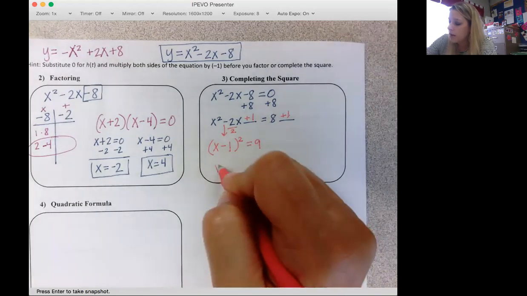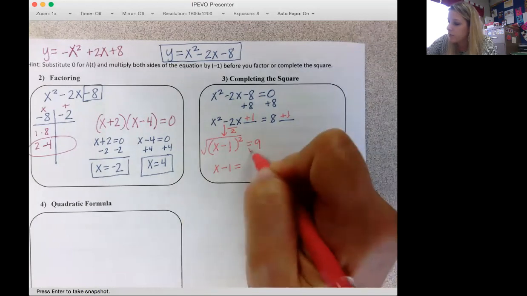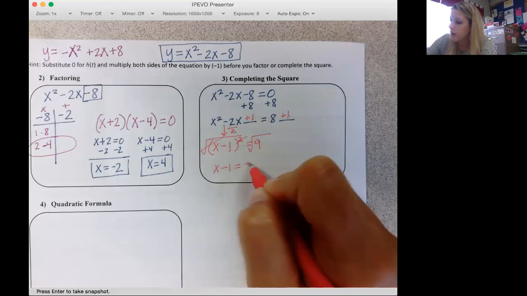So I'm going to get x minus 1 equals, because I'm going to take the square root of both sides to get rid of that 2 there. Those cancel out now. And I'll get plus or minus 3.